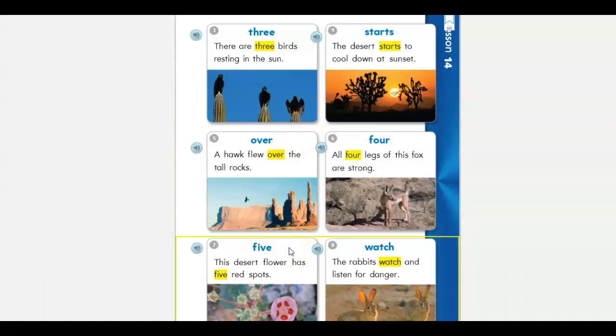The next word we have is five. This desert flower has 5 red spots. 5. And our last word is the word watch. The rabbits watch and listen for danger. Watch.